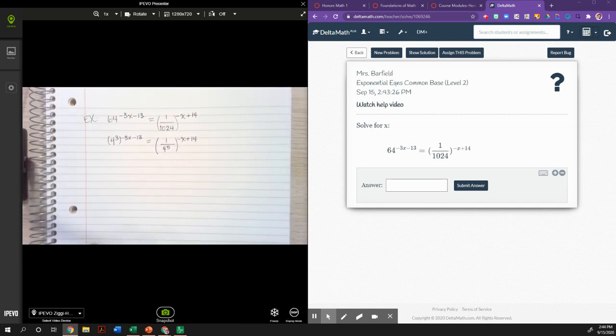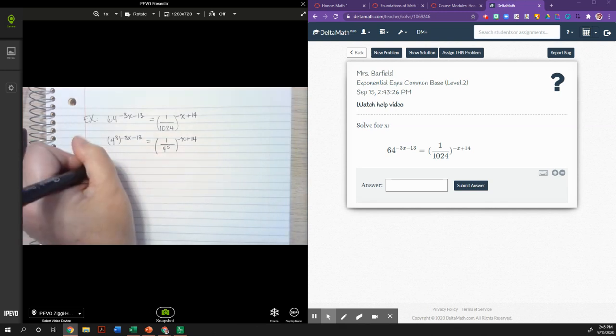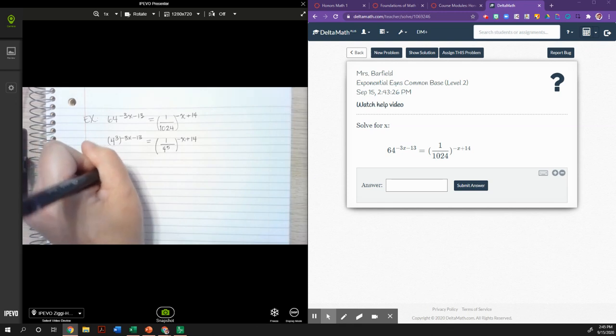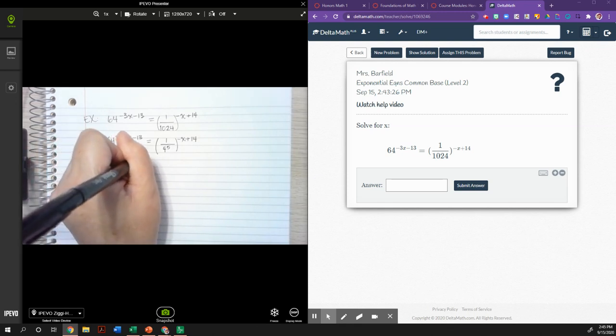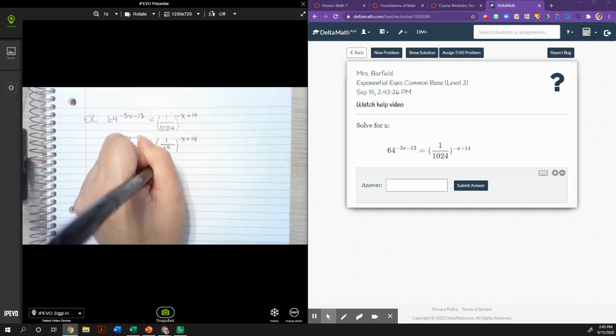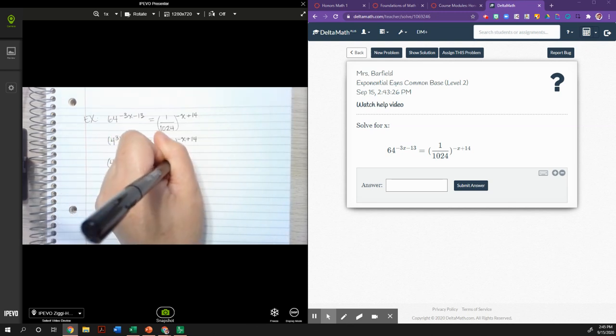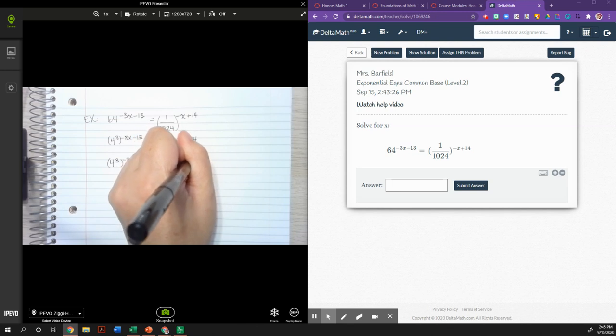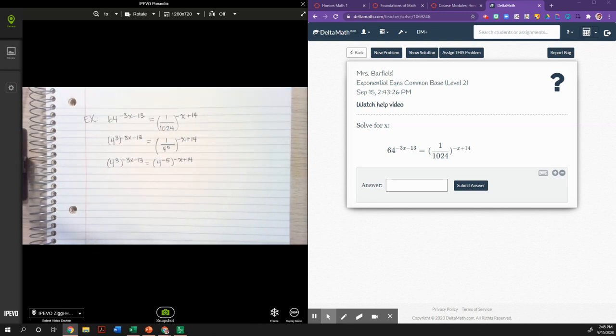Now if you made it here, I promise you the next step is super easy. You have to remember what you were taught about negative exponents, how to rewrite a negative exponent by moving it to the denominator of a fraction. So 4 to the third to the negative 3x minus 13 equals 4 to the negative 5 to the negative x plus 14. That's it.